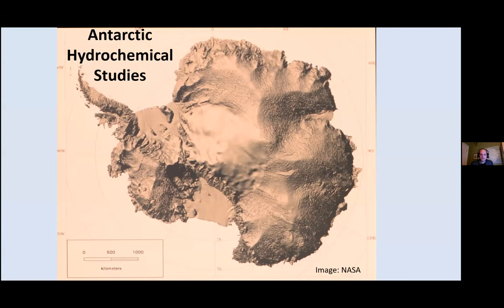But Antarctic hydrochemical studies are a bit difficult to do because it's hard to find the water. For the most part, the glaciers terminate in the sea, and it's hard to find subglacial water in the sea. It gets diluted very quickly. So I know of three places on the continent where naturally emerging water has been sampled. If someone knows of other ones, let me know, because these are the only ones I've been able to find.